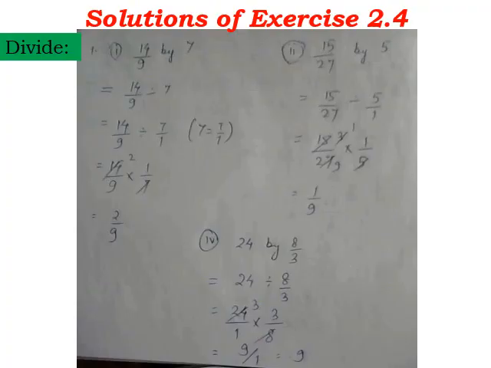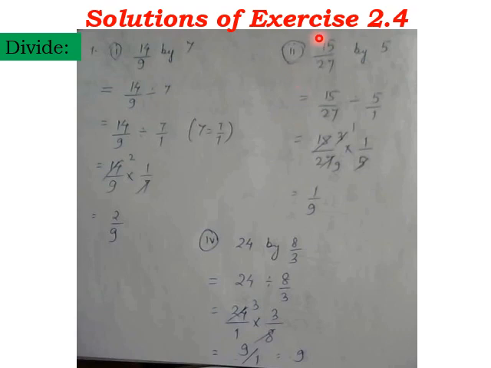Question number 1 says divide. The question is 14 by 9 divided by 7. 7 can be written as 7 by 1. Any whole number can be written as a fraction by writing 1 below it. So 14 by 9 into 1 by 7, cancelling: 7 ones are 7, 7 twos are 14. So what is left is 2 ones are 2 and 9 ones are 9. The answer is 2 by 9.